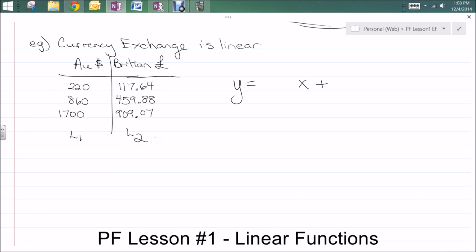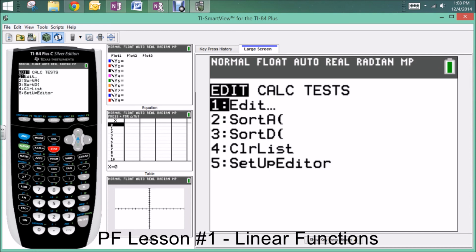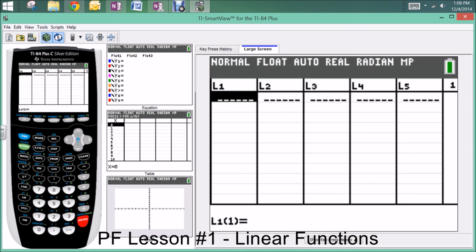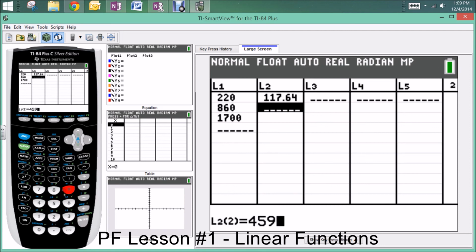From there, you go to your calculator and type it in. So I go to my calculator, stat, edit, clear out what's in there, clear, enter, clear, enter. I've got 220, I've got 860, I've got 1,700. And for the equivalent British pounds, I've got 117.64, 459.88, and 909.07. So I put that in.